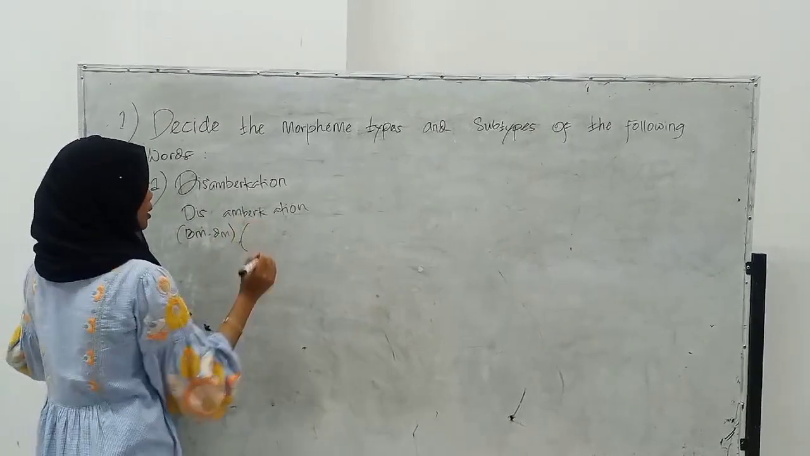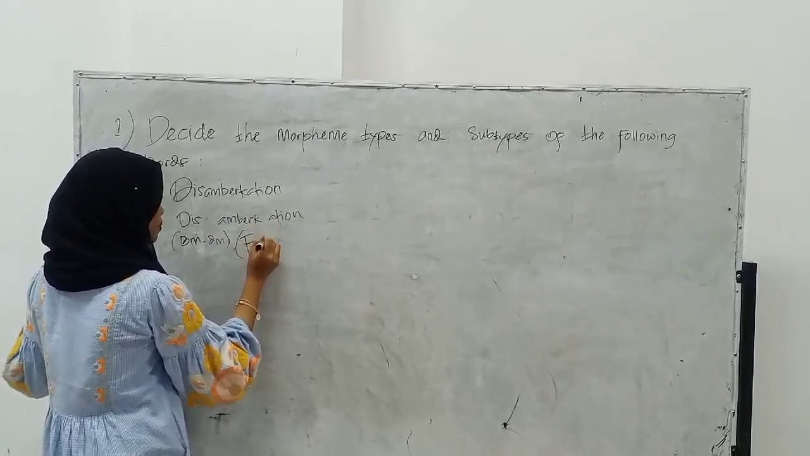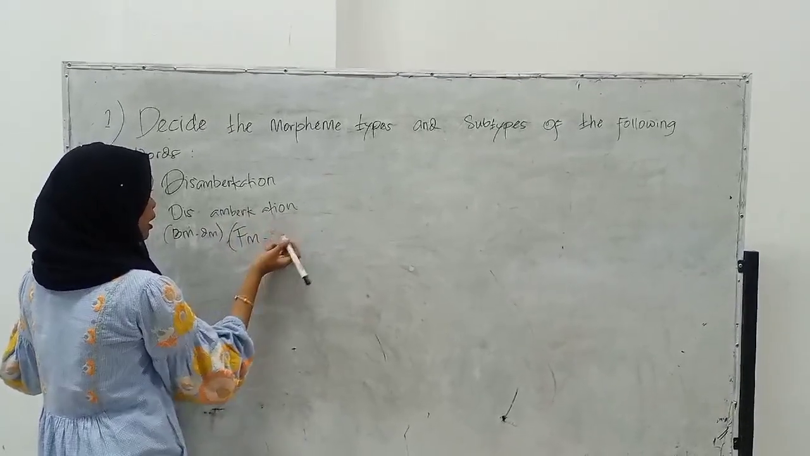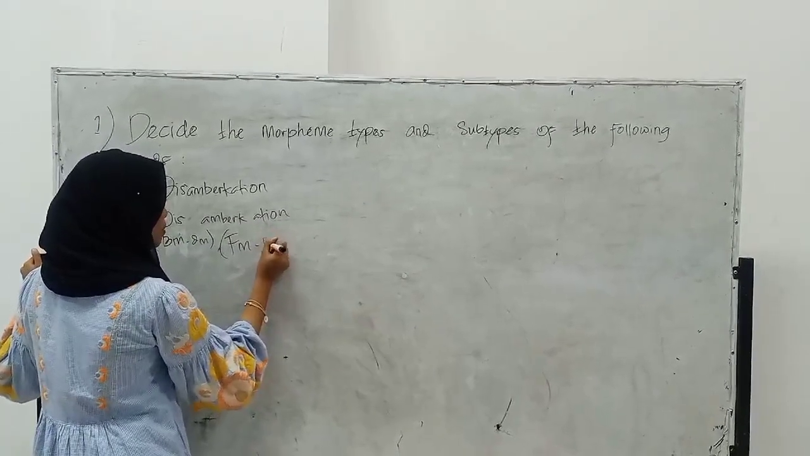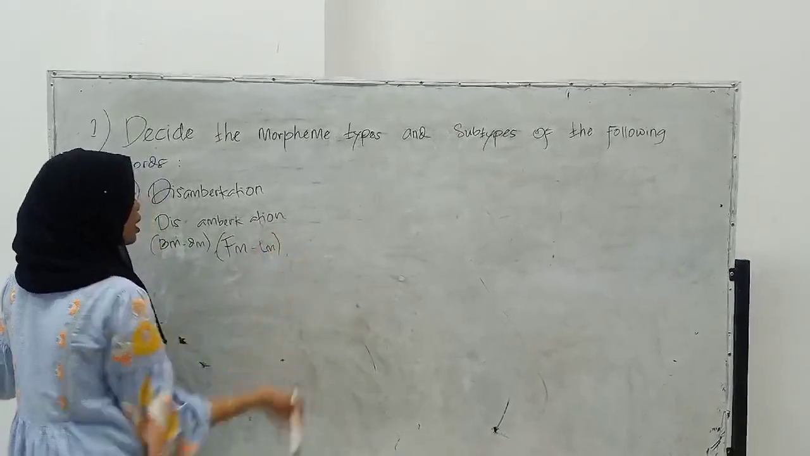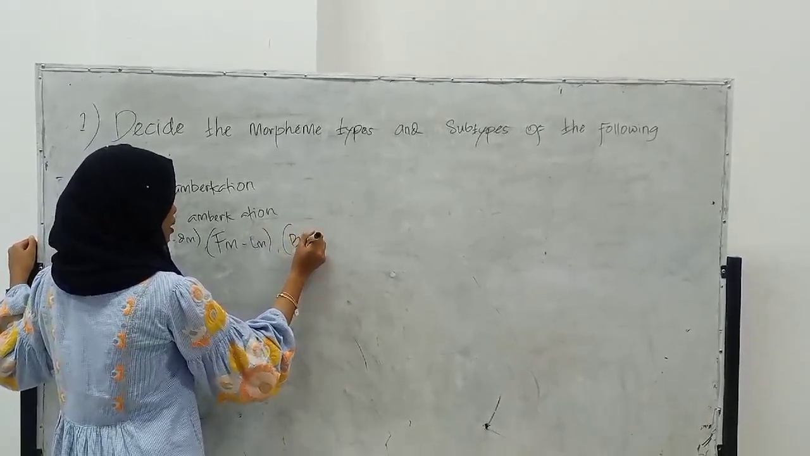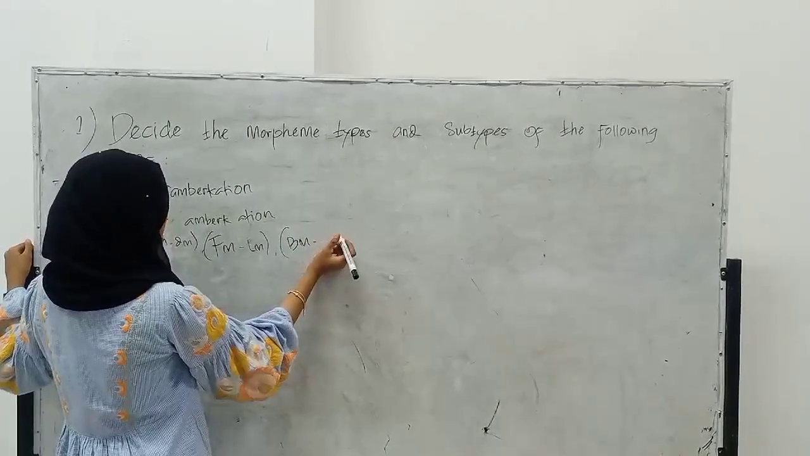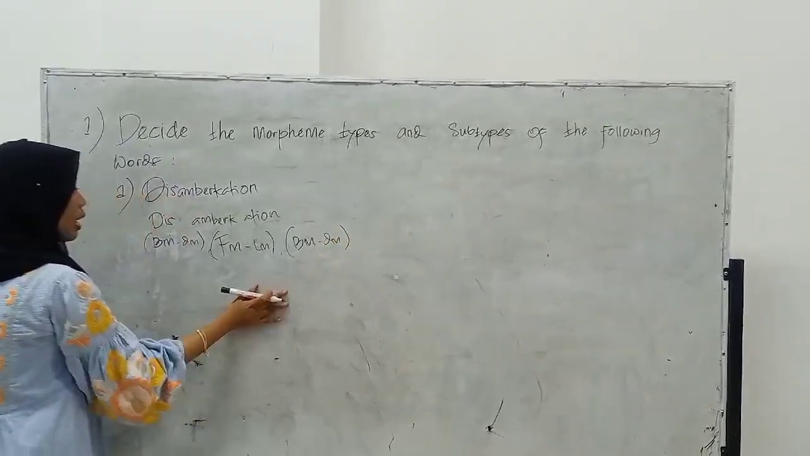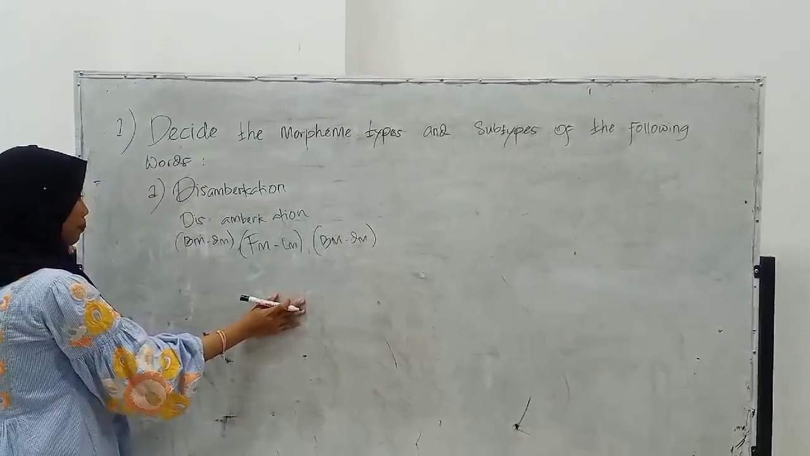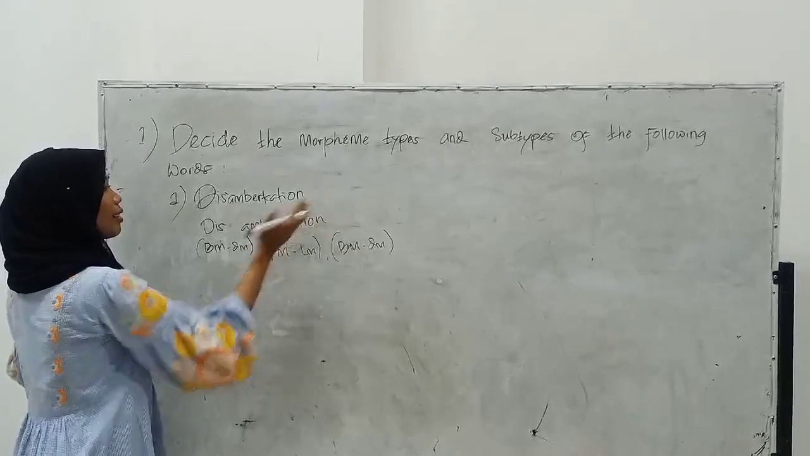Next, embark. Embark is a free morpheme, and the subtype is lexical morpheme because embark is a verb. Then ation is a bound morpheme, and the subtype is derivational morpheme because ation forms a noun and cannot stand alone.